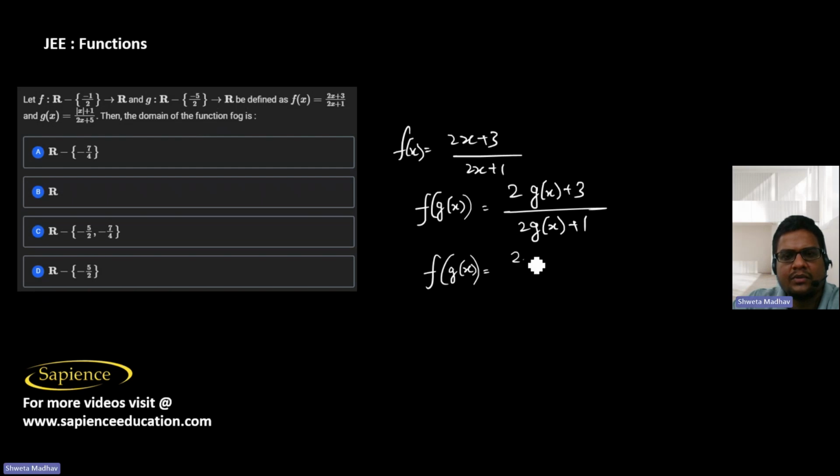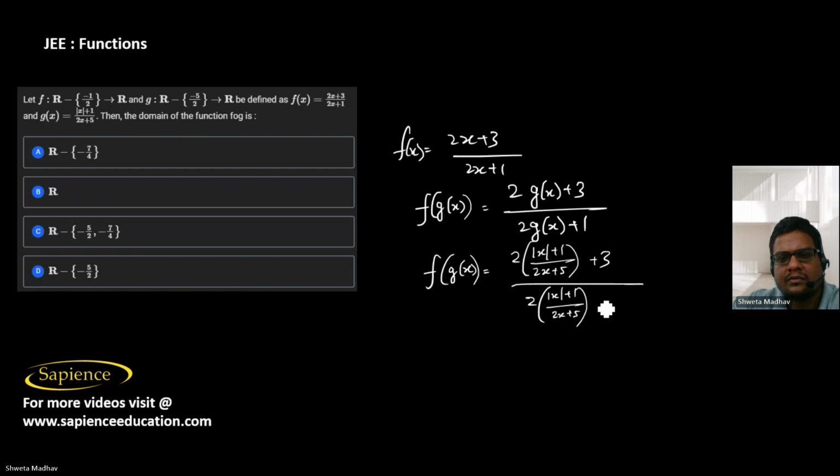f of g of x will be 2 into g of x, that is mod x plus 1 by 2x plus 5, plus 3, divided by 2 into mod x plus 1 by 2x plus 5, plus 1. Now x should not be equal to minus 5 by 2.